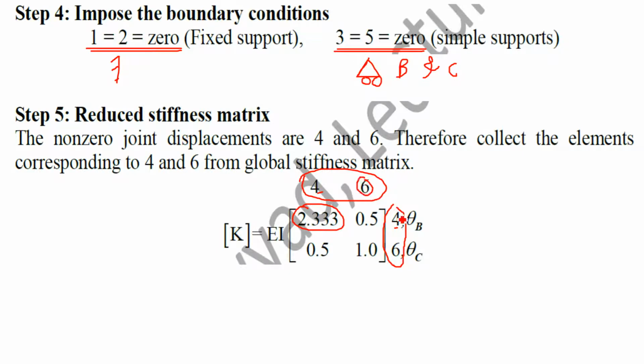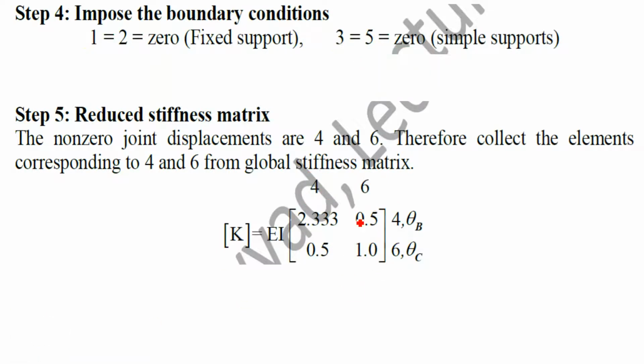Similarly, column 6 row 4, this element you collect from the two matrices. Then since the stiffness matrix is symmetric, first row equals first column, these two elements are the same. And then you collect the element corresponding to 6 6, column 6 and row 6. So like this you collect the elements corresponding to only the non-zero displacements, that is 4 and 6, instead of collecting those 36 elements of the global stiffness matrix, right? Now this is the reduced stiffness matrix finally.